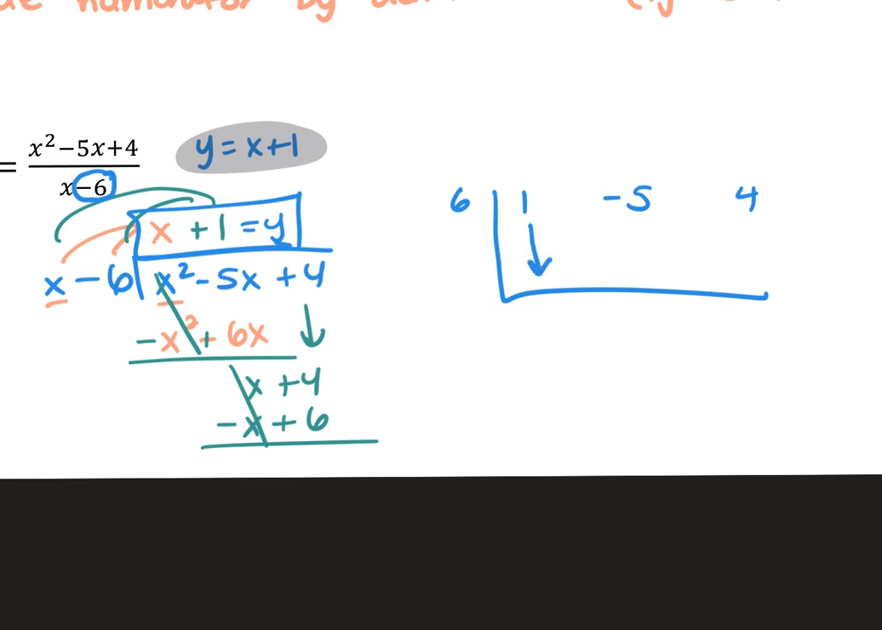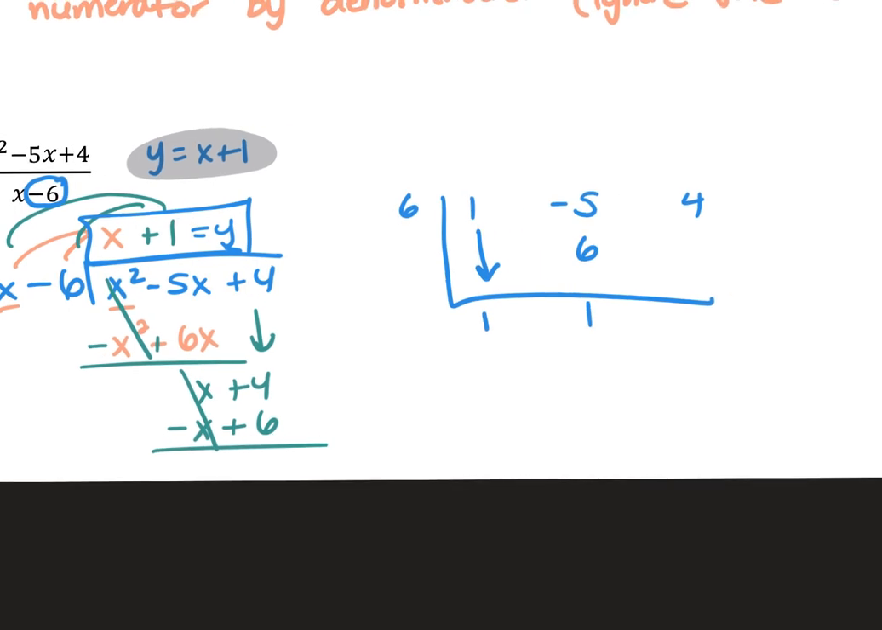I bring down the 1. I multiply by 6 and put it in the next column and add it. I multiply by what's on the outside, put it in the next column, and I don't even need to add it. That last one's the remainder that I would have ignored. Then the constant, then the x, and I'd still get y = x + 1. So you could have done it either way, long division or synthetic.